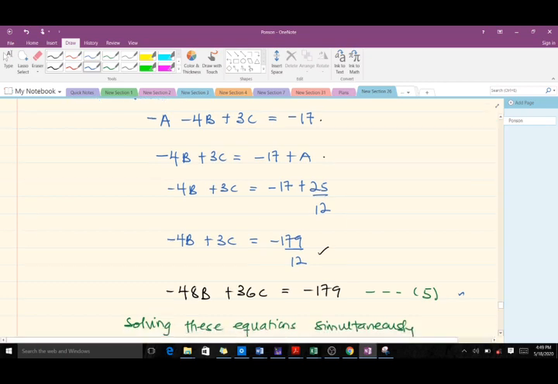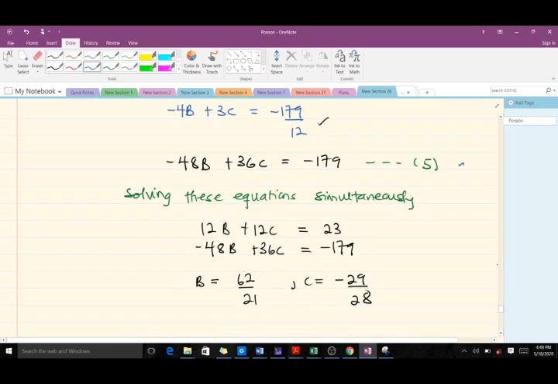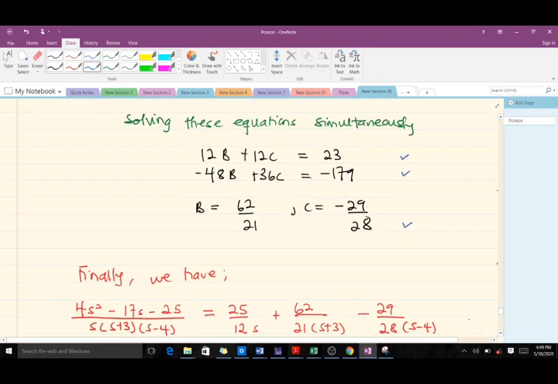And now we have two simultaneous equations of two variables to help us find our b and our c. So these are those two equations. When you solve these two equations simultaneously, you're going to get b to be 62 over 21, and c to be negative 29 over 28. Okay, so that means now we have the values for a, b, and c. Recall that a was 25 over 12.